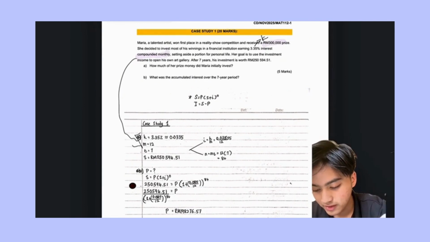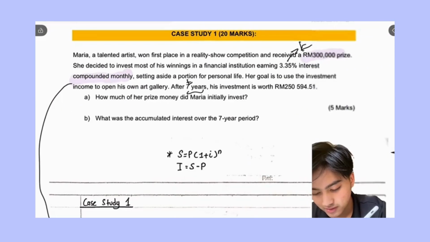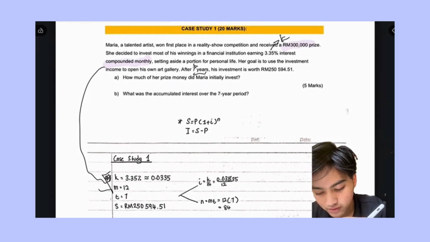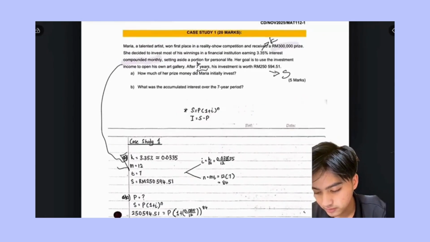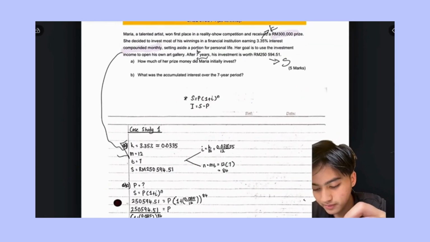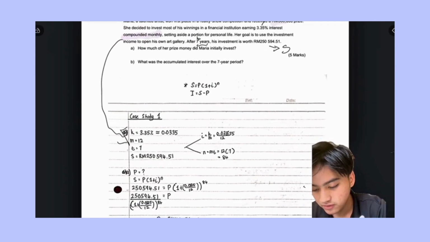Okay, setting aside a portion for personal life, the goal is to use the investment fund to open his own art gallery after the 7th year. So the 7th year is 30. His investment is worth 250,594.51. So this is S. The question is, how much of the prize money did Maria initially invest? So guys, we need to find the P.